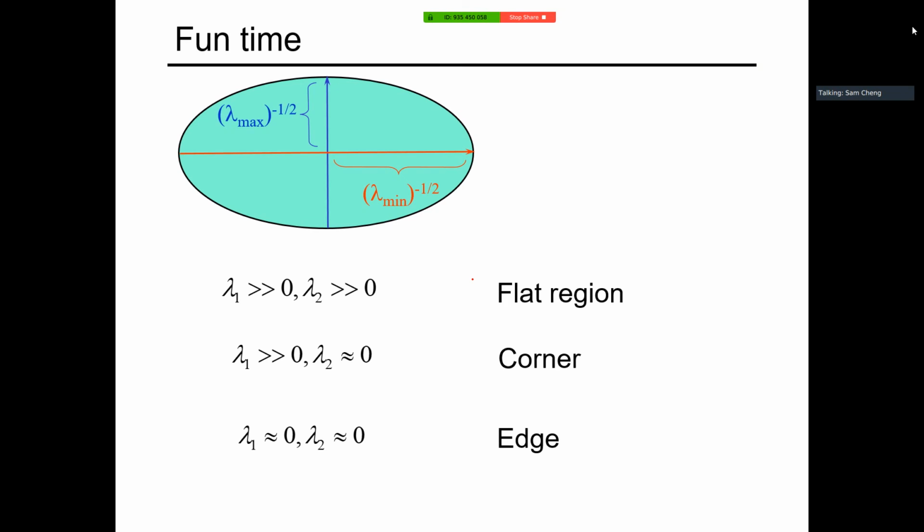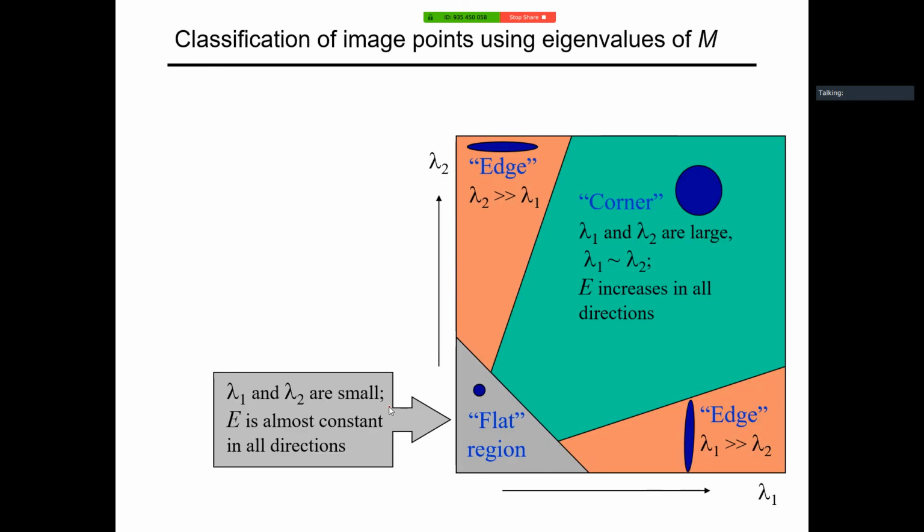So here, as I mentioned, as an example, we want the lambda. If it's a corner, we want both lambdas to be big, and if we have an edge, we will have one of the lambdas big and the other one small. If we have a flat surface, both of them are small. That's basically the idea of the Harris corner detector.